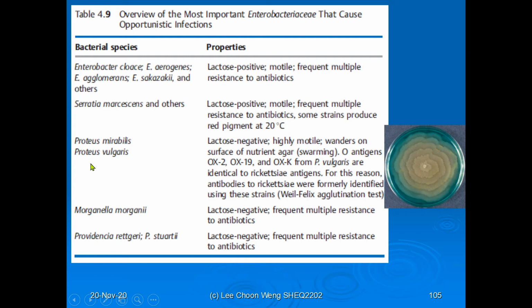Next we have Proteus, Morganella and Providencia. These are lactose negative Enterobacteriaceae. For Proteus, they have a characteristic of swarming on nutrient agar and other suitable artificial agar. This is how swarming looks, where they swarm to form concentric circles moving out from the point of inoculation.